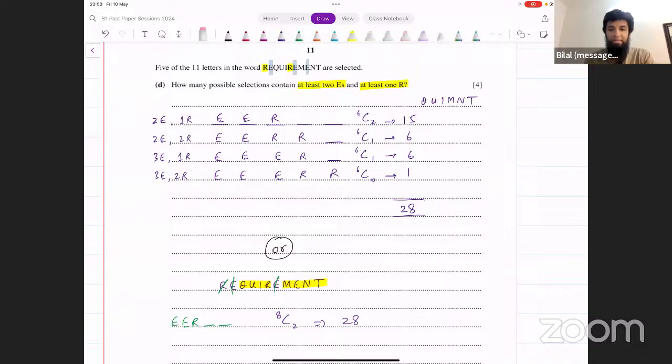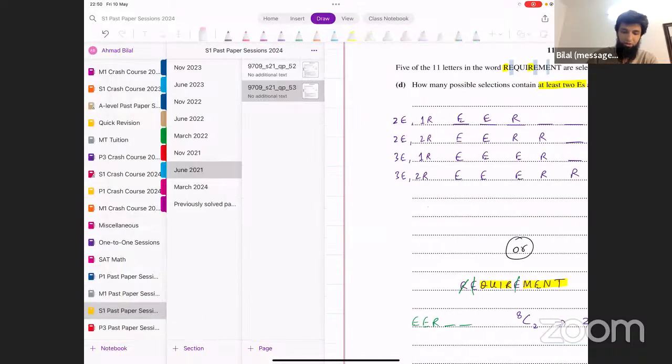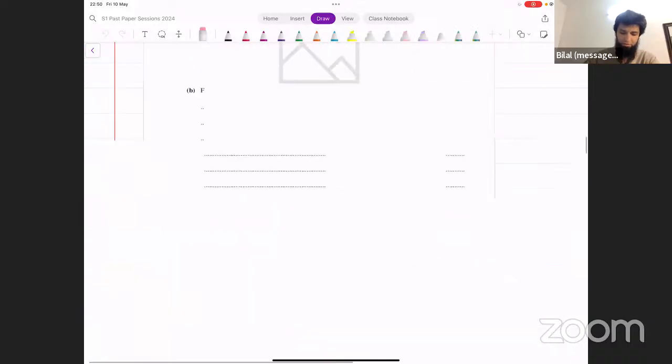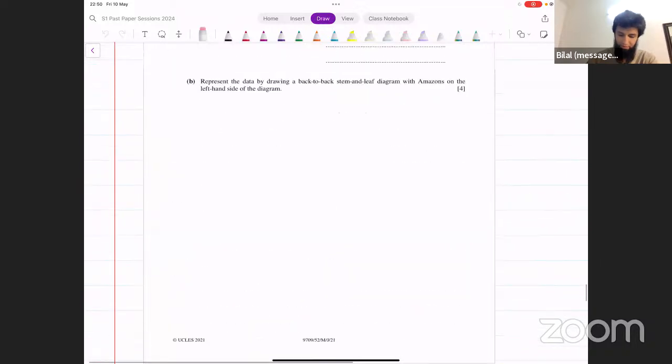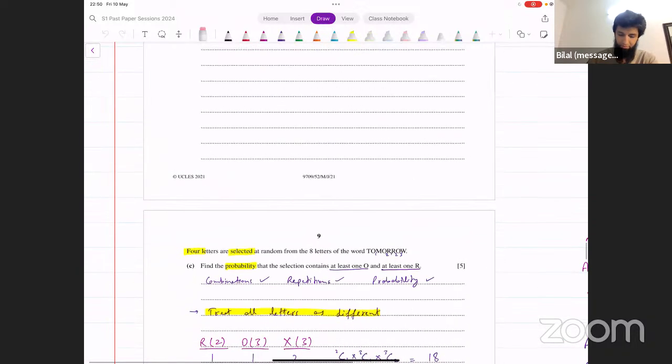However, in this case, there are some problems in which you treat these letters as different. You need to remember that case as well. And that is when you have to find probability. I think it was June 2021 as well. We did that yesterday, did we? Yeah, this question.